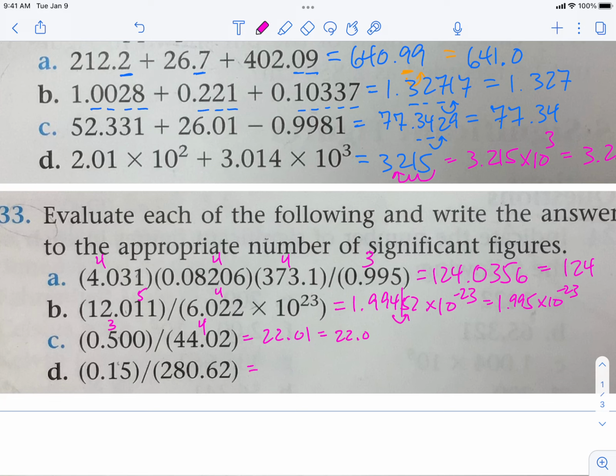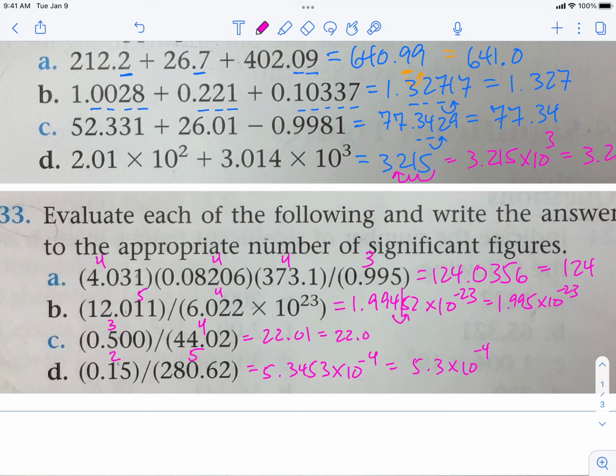Next one, 0.15 divided by 280.62. And I'm getting 5.3453 times 10 to the minus fourth. And so again, look at our sig figs. I got 2 here and I have 5 here. So we're going to go to 2. So the 5, start counting at the 5, the 3 counts, but we're not going to round the 3 up because there's a 4 next to it. So it's going to turn into 5.3 times 10 to the minus 4.